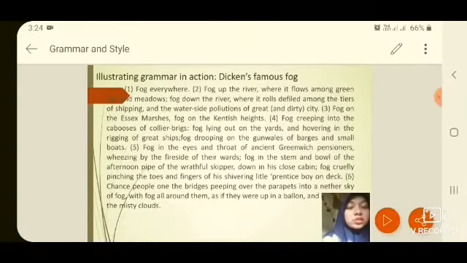Illustrating grammar in action, Dickens' famous text. This literary text will be analyzed using five grammatical patterns.